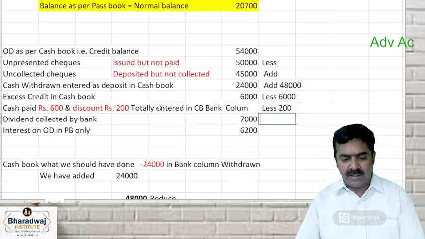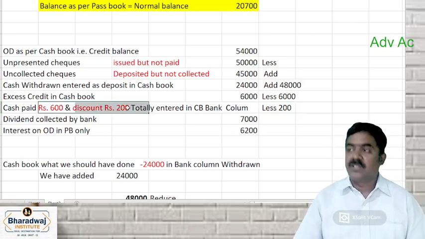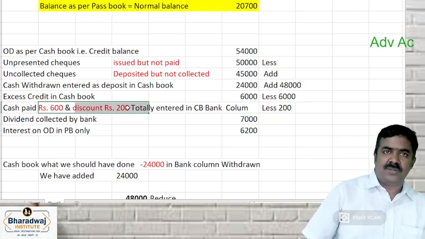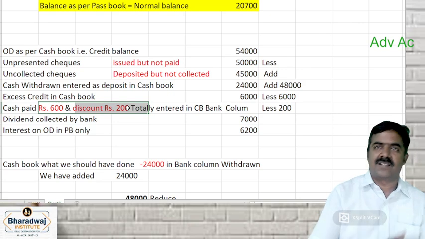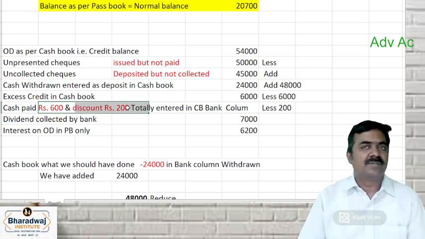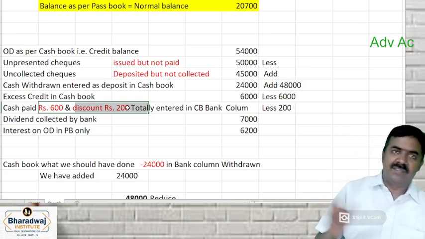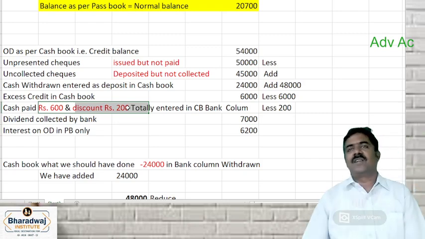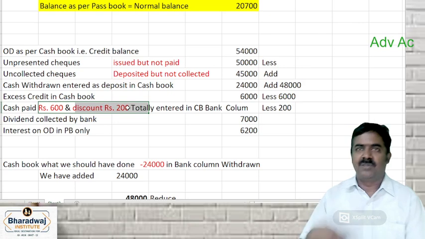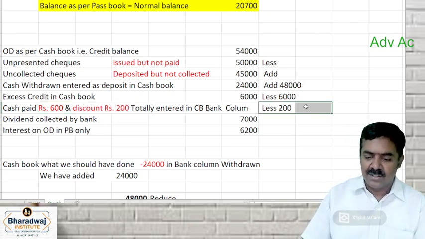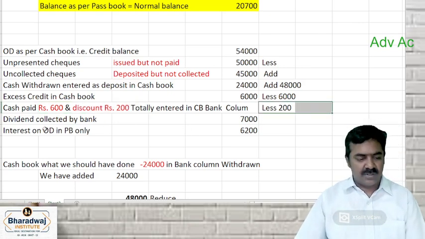I repeat. On the payment side, how much is wrongly entered? 200. We reduced 200 extra. What should we have done? We should not have entered it. We have reduced, so if it is a normal starting point, what should we do? We should add it back. Since OD is a starting point, we do the opposite.